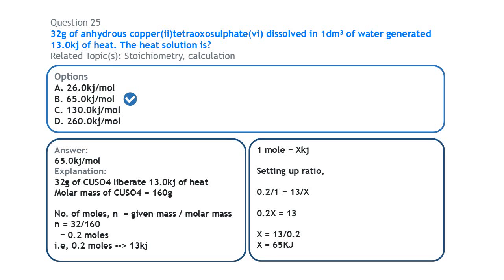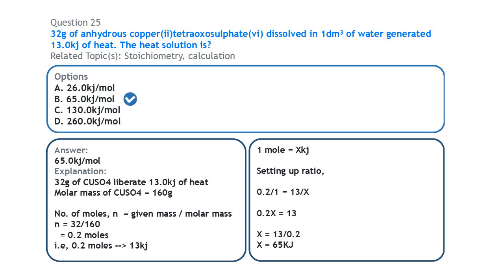So we are looking for x, so we set up a ratio, looking at both sides of the equation. We have 0.2 divided by 1 equals 13 divided by x. 0.2 over 1 equals 13 over x. Then when we cross multiply, we are going to have 0.2 times x, that's 0.2x, equals 13 times 1, and that is 13.